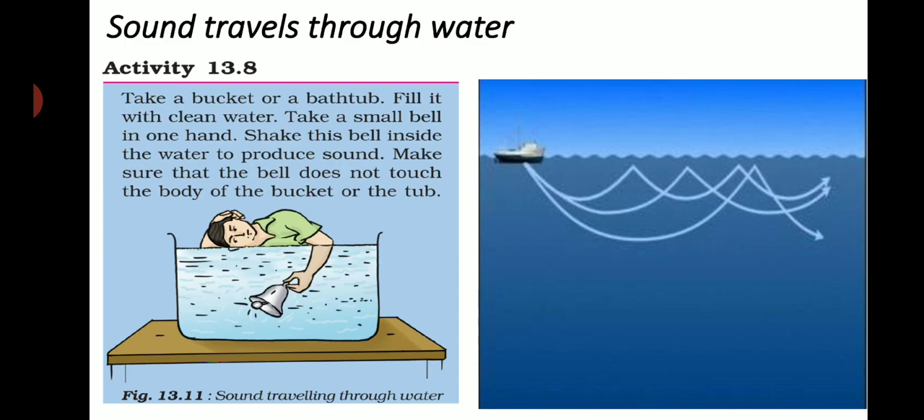Sound also travels through water. You can do an activity. Take a bucket or bathtub and fill it with clean water, and take a small bell in one hand. Shake this bell inside the water and produce sound. Make sure that the bell does not touch the body of the bucket or the tub. Place your ear on the surface of the water, and you can hear the sound of the bell clearly. That means sound can propagate through water.